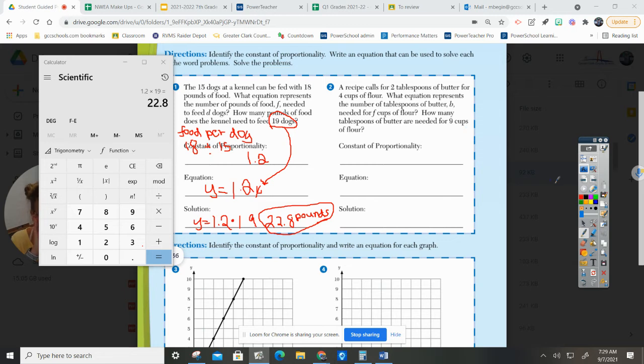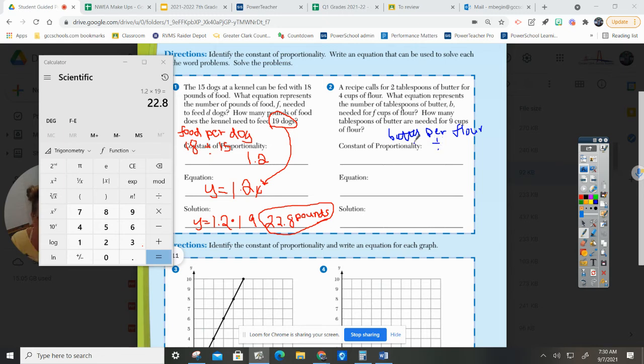So what I'm thinking about is, is this pounds of butter per cups of flour, or is it cups of flour per butter? It's giving me flour, so I'm thinking it's butter per flour. And that'll mean that I have to divide.